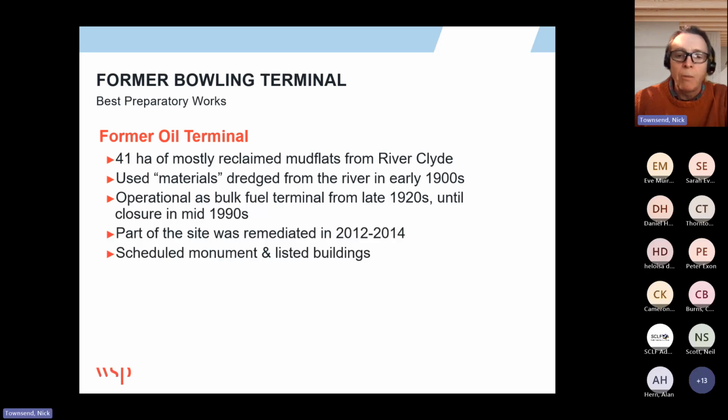We also had the Henry Bell Monument. And if you're interested in Henry Bell, he apparently designed the first paddle steamer. And there's also Dunglass House and Dunglass Castle that are both listed buildings.